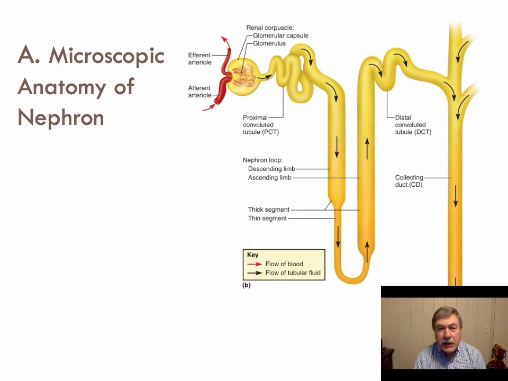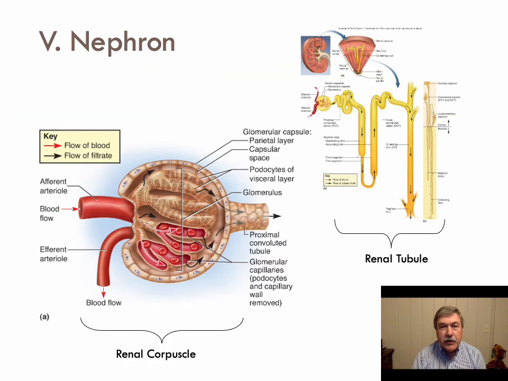From the collecting duct, the urine is released at the renal papilla, and then it travels through the passageways of the kidney until it is released into the ureters, which carry the urine down into the urinary bladder. So now that we've reviewed the nephron, let's take a closer look at the renal corpuscle.